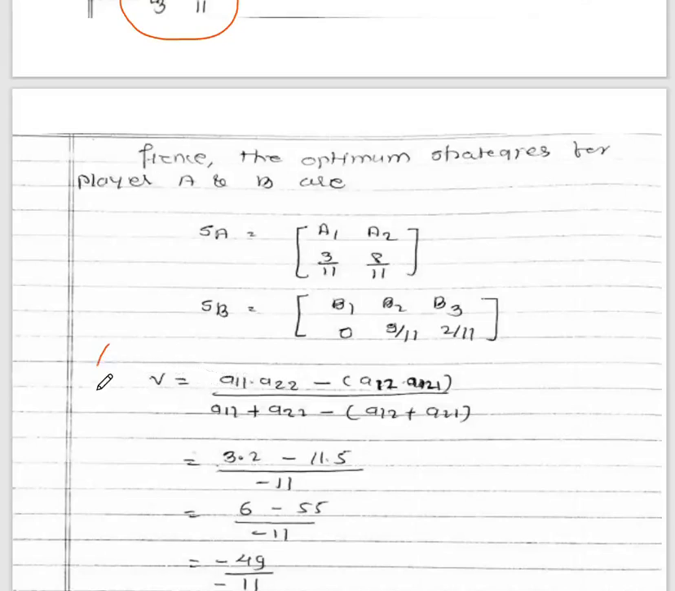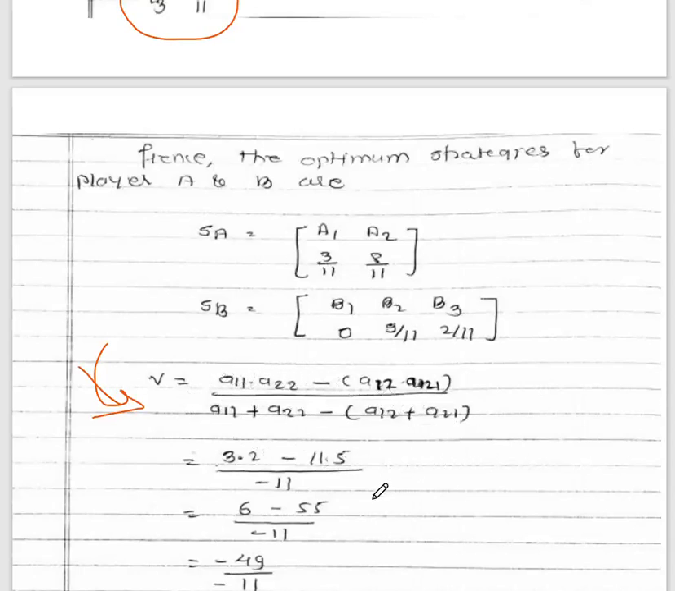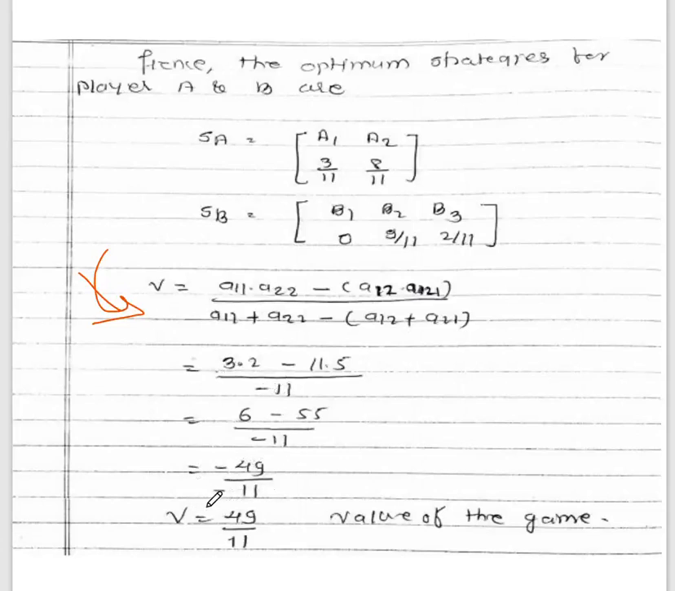Then finally we will find out the value of the game. V is A11 into A22 minus A12 into A21, divided by A11 plus A22 minus A12 minus A21. This is the formula for the value of the game. So putting all the values from the given 2 by 2 pay-off matrix and then calculating addition, subtraction and cancelling, you will get V equal to 49 by 11. So this is the value of the game.